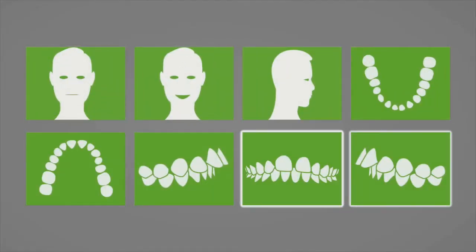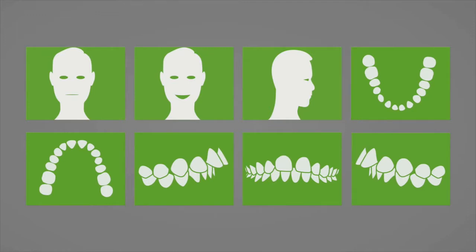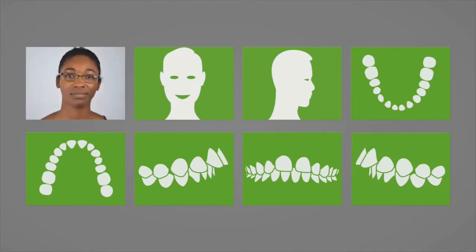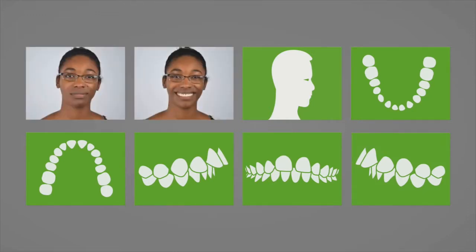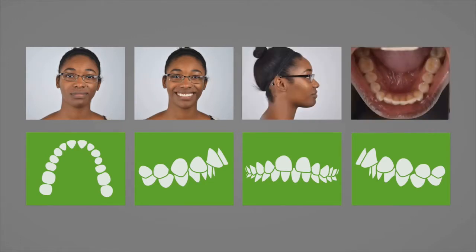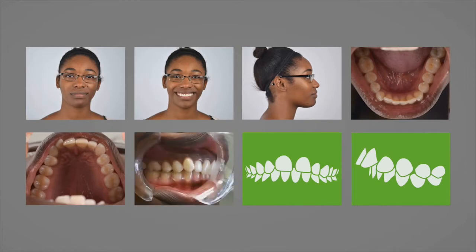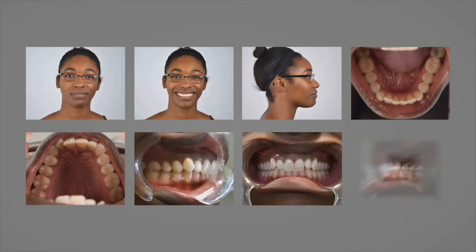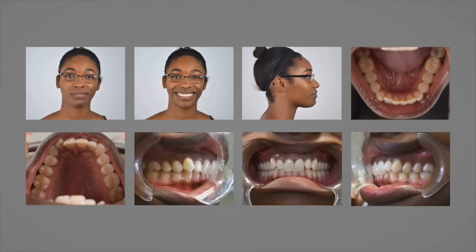We require photos from all 8 angles recommended by the American Board of Orthodontics. Full face with lips relaxed, full face smiling, profile facing right, lower occlusal, upper occlusal, right lateral view, front view, and left lateral view.